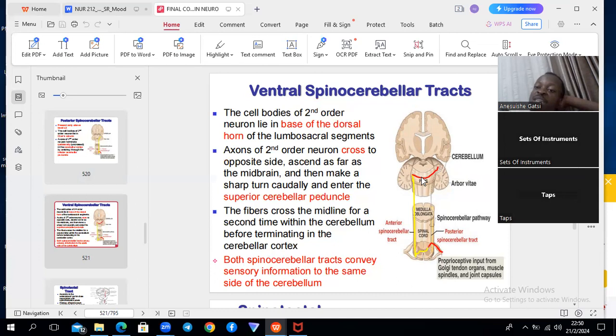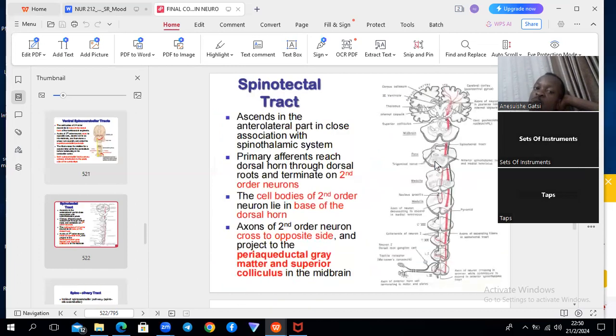So ventral spinocerebellar will only enter the cerebellum using the superior cerebellar peduncle. It goes all the way up the brainstem. But the dorsal spinocerebellar tract, also called the posterior spinocerebellar tract, enters the cerebellum via the inferior cerebellar peduncle. Don't worry much about the details about the cerebellum. We'll do that later. Spinotectal.